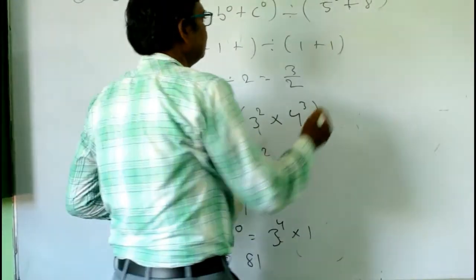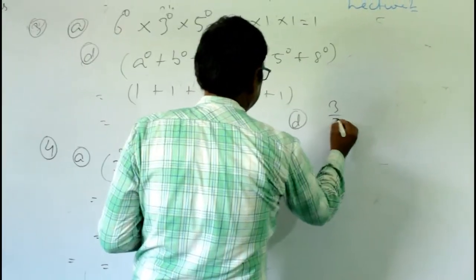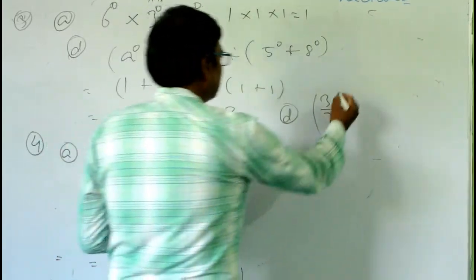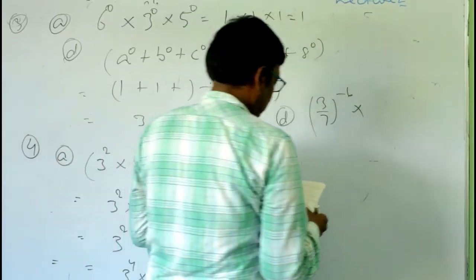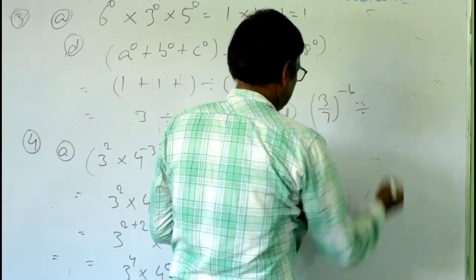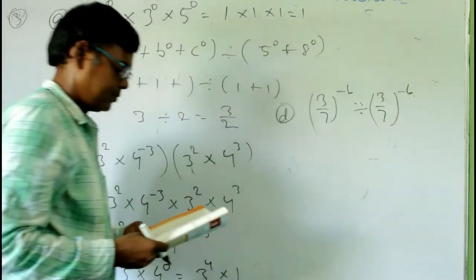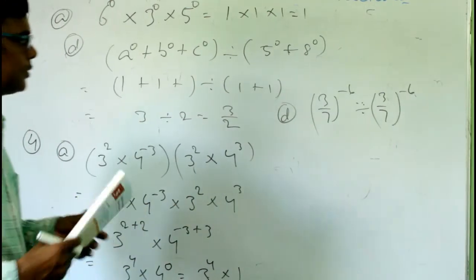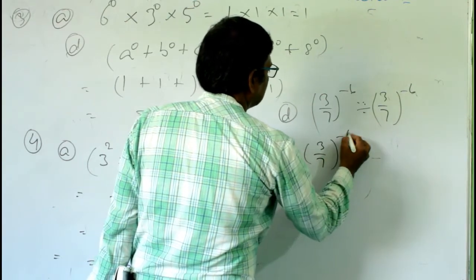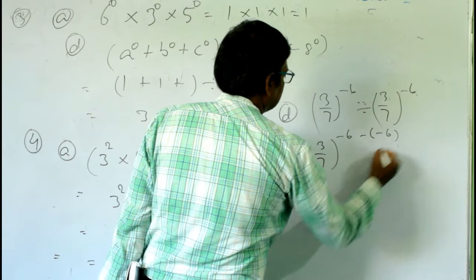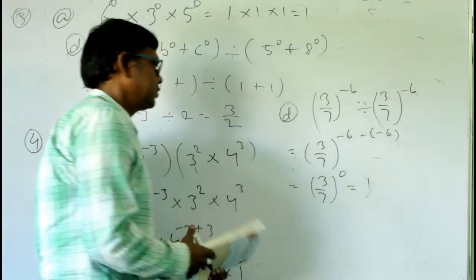Now question number D. (3/7)^-6 divided by (3/7)^-6, and we have to simplify this. So it will be (3/7)^(-6-(-6)), that will be equal to (3/7)^0, equal to 1. This is the answer.